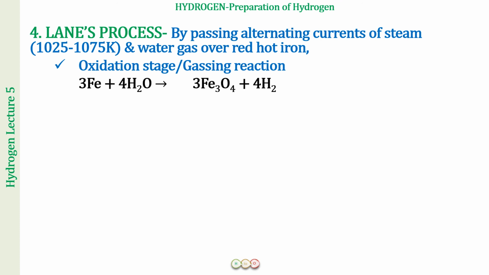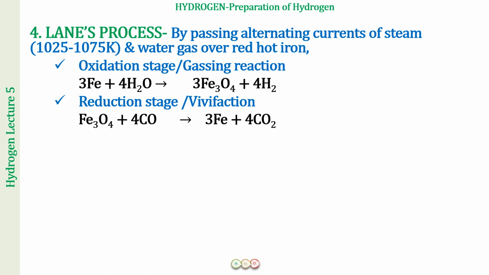Okay, so the second stage is called the reduction stage or vivification reaction, where we are going to have a regeneration of the iron which has been consumed now. So here the reaction of the magnetic oxide is going to take place with water gas. So Fe3O4 on reaction with carbon monoxide of the water gas is going to form iron plus carbon dioxide, and it is also going to react with hydrogen of the water gas to produce again iron and water. So we are regenerating the iron.